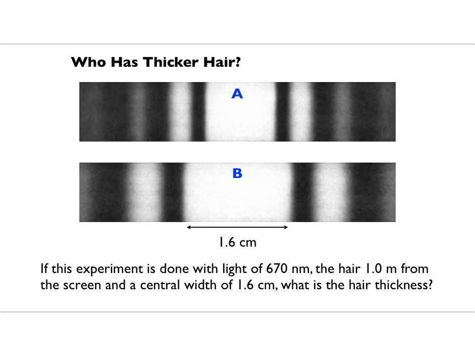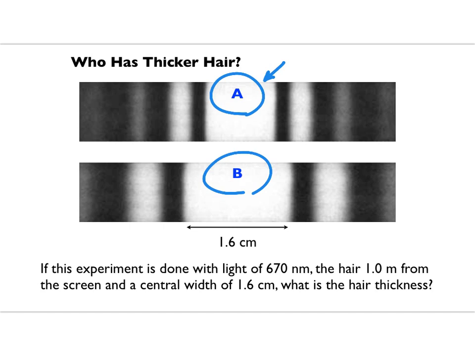So if I take light and I shine it past a shaft of someone's hair and I take a picture of the diffraction pattern, does person A or person B have a thicker shaft of hair? And of course, if I have a thicker shaft of hair, I'm going to have a narrower central maximum. And so person A is going to have thicker shafts of hair. Let's take a look at B.